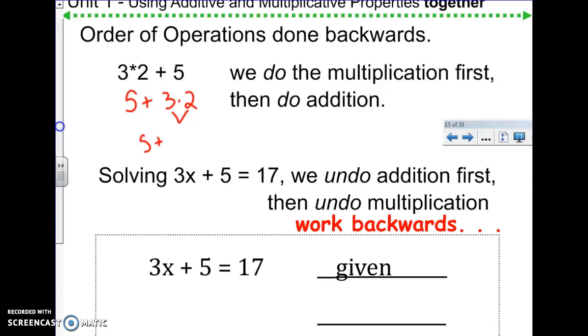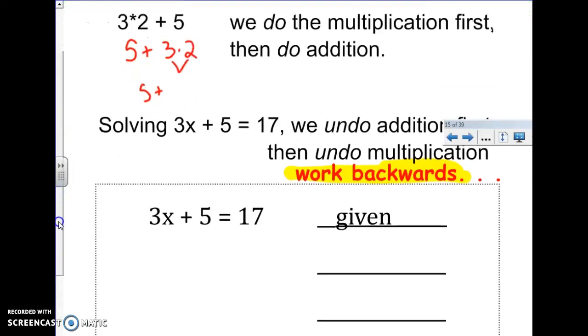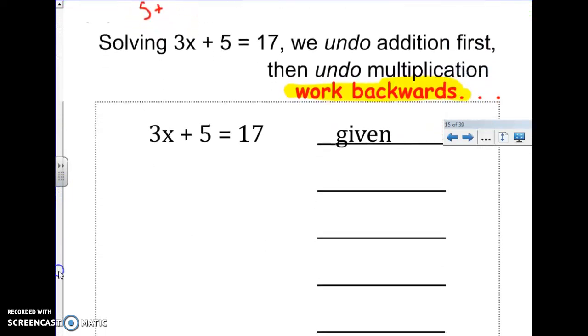So when we solve and we're doing inverse operations, we want to undo, we want to work backwards. So if we were going to do the multiplication first before, we're going to do the addition first, or more accurately, we're going to undo the addition first. So here's our first example.